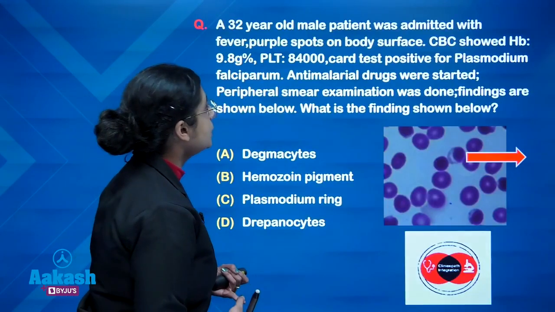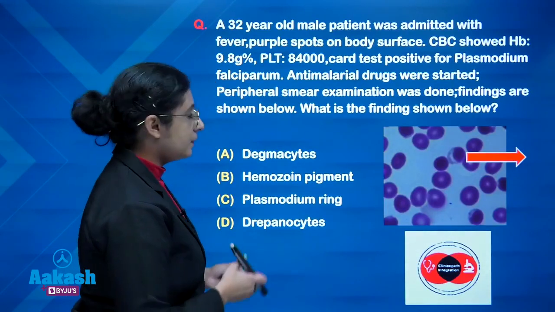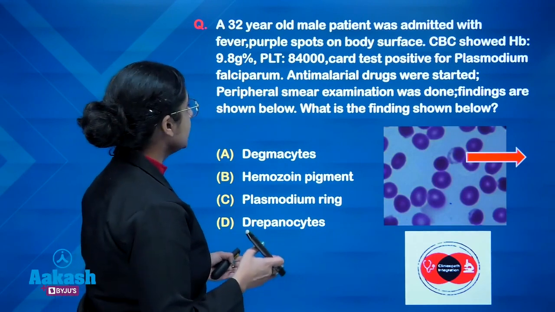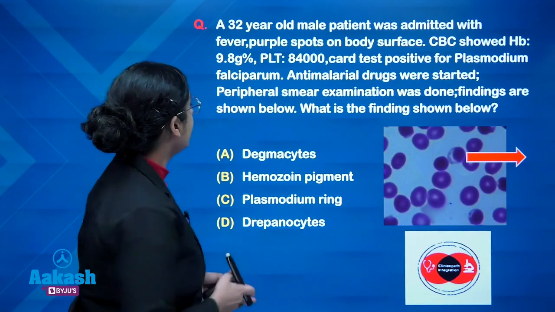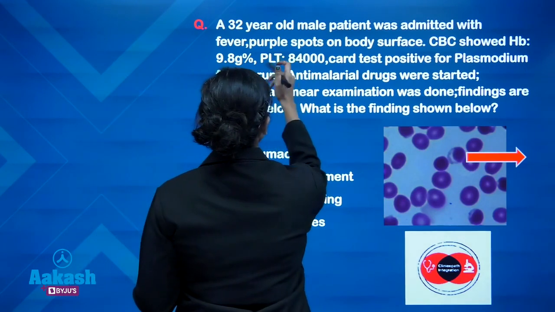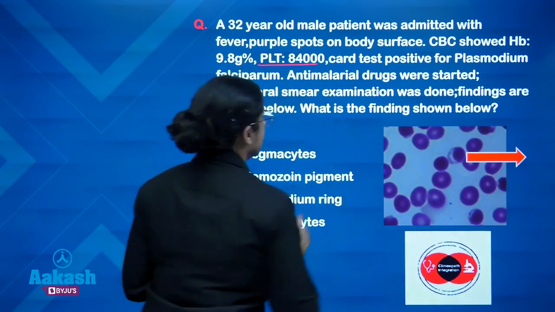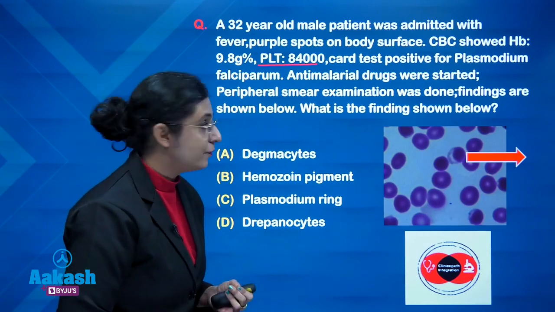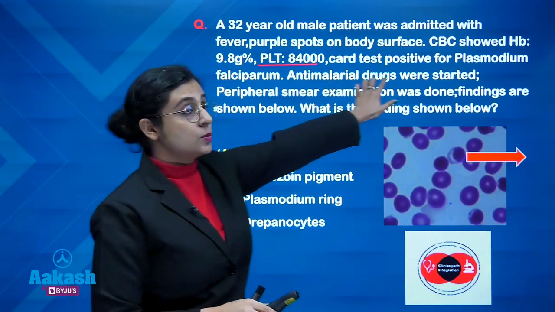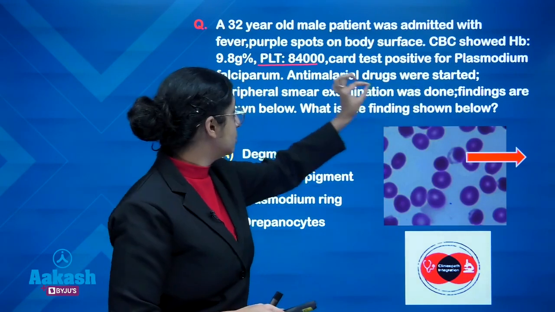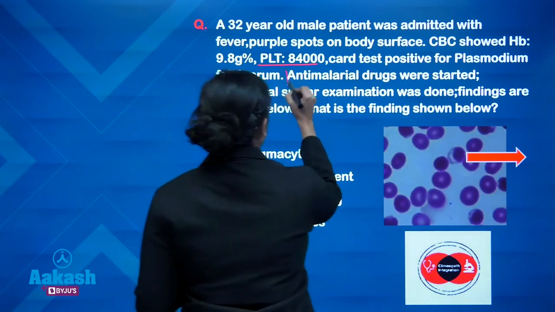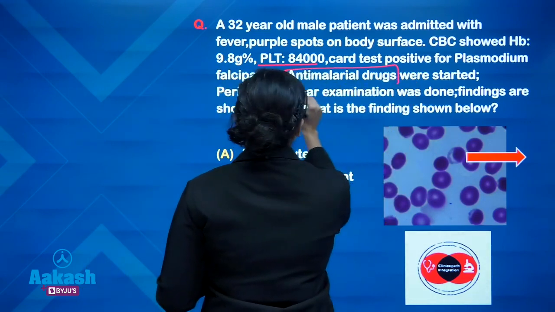A 32-year-old male admitted with fever and purple spots all over the body. CBC showed hemoglobin 9.8 gram and platelet count was reduced to 84,000. CAR test was positive for which infection? Plasmodium falciparum infection. Anti-malarial drugs were started. So here is your hint, students. The patient was on anti-malarial drugs.